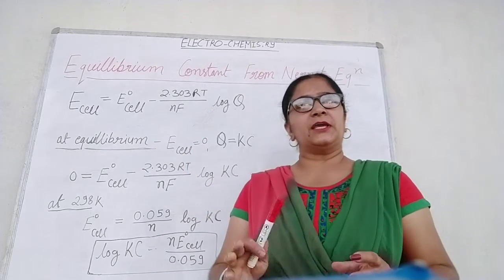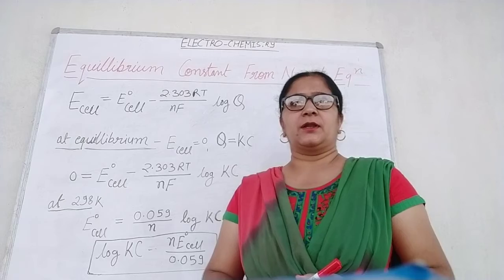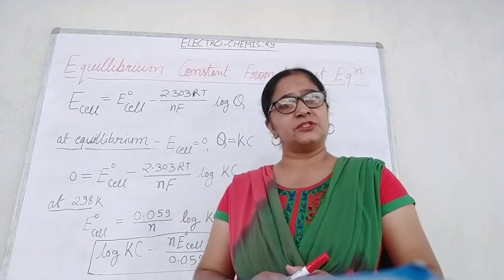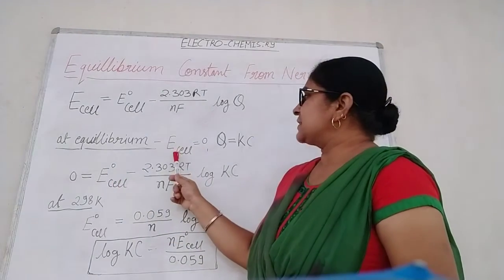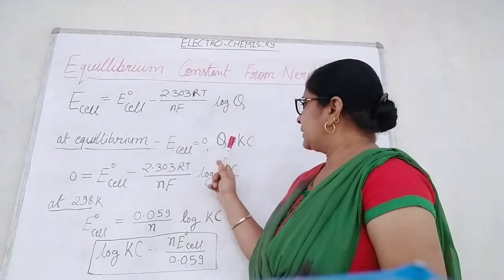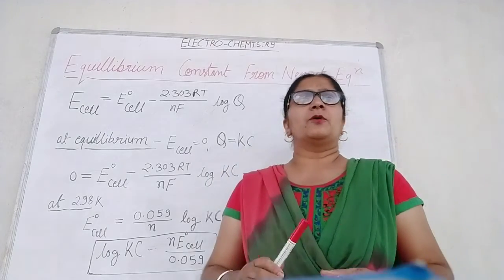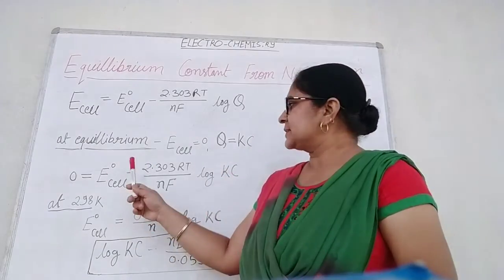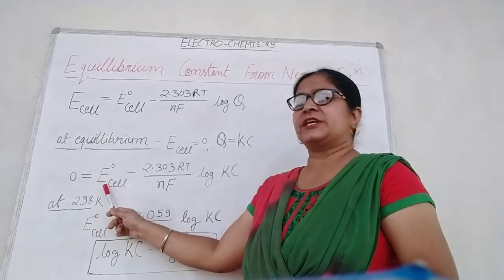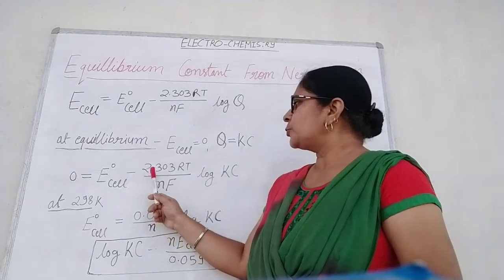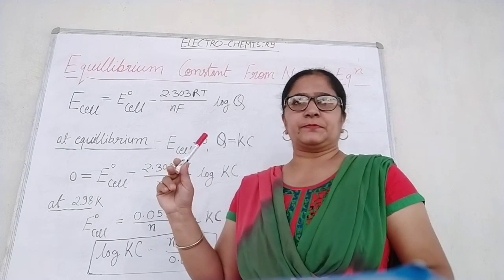At the point of equilibrium, the rate of forward and backward reaction becomes equal. So, the cell potential also becomes 0. So, we can write here that at equilibrium, the cell potential is equal to 0 and the reaction quotient is equal to the equilibrium constant. So, now we can write 0 is equal to standard cell potential minus 2.303 RT upon nF log Kc, right?